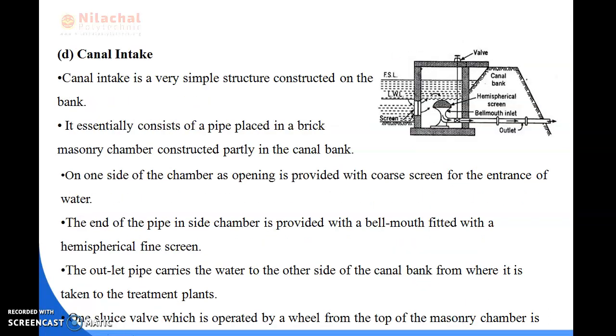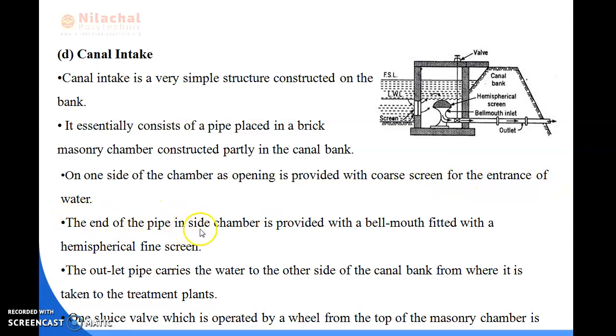So lastly we will discuss the canal intake. This is one picture you can see, one type of canal intake. A canal intake is a very simple structure which is constructed on the bank. It essentially consists of a pipe placed in a brick masonry chamber constructed partly in the canal bank. On one side of the chamber, an opening is provided with a coarse screen for the entrance of the water.